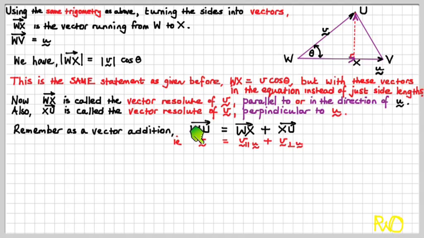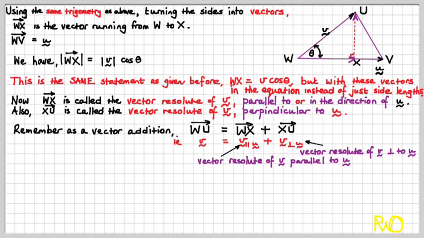So v is made up of two perpendicular vectors, called resolutes, one of which is parallel to vector u, one of which is perpendicular to vector u. That's why they're called resolutes. Just to make it completely clear, that one there is the vector resolute of v parallel to u, and that one there is the vector resolute of v, which is perpendicular to u. Okay? Are you right with that? That's all it is, guys. It's just vector addition, except that they're perpendicular to each other, and one is parallel to u and the other one's perpendicular to u.